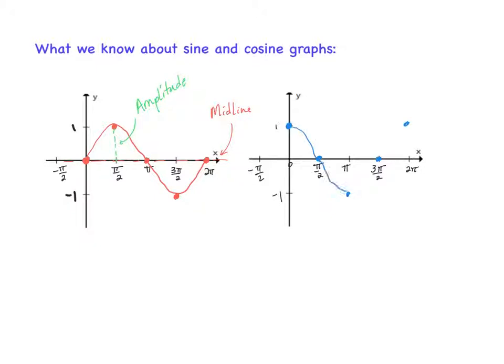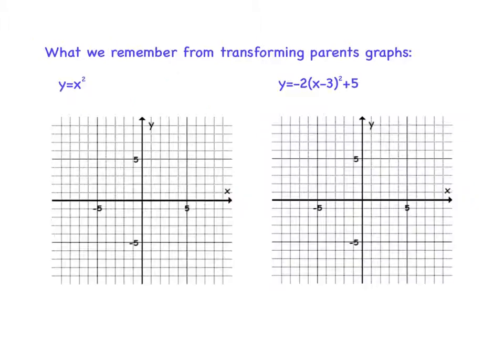Now what I've drawn, ooh, that was crooked, on both of these is just one period. For both of them, it would also continue to go back. I probably had that go down a little bit lower there. But that's just one period in the solid lines. Okay, so now we want to talk about what we remember from transforming parent graphs. Those two that we just looked at were the parent graphs for sine and cosine. So we're going to remind you of a couple things we know.